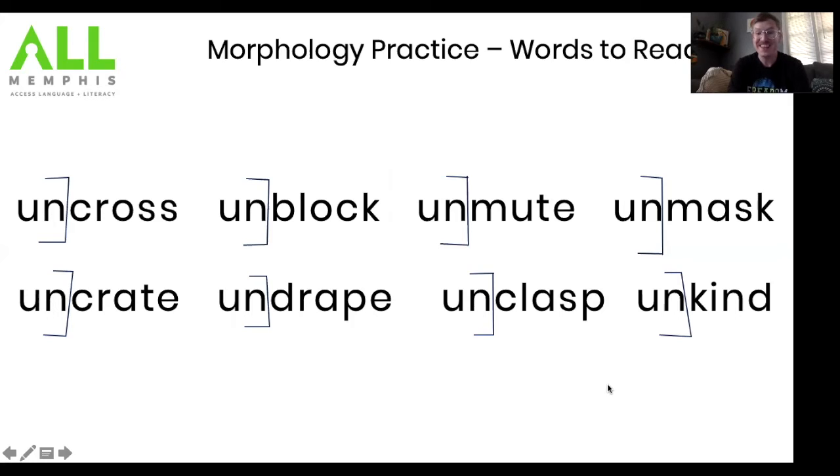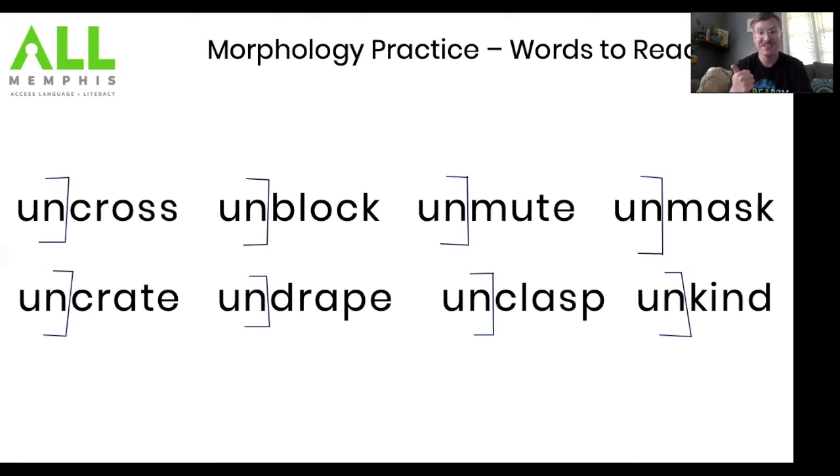Okay, great. The next thing I want you to do is read all of these words after the bracket. So only read the base word, don't read it with the prefix. Thumbs up if that makes sense. Great. Go ahead and read me the top row of words. Awesome. You should have read cross, block, mute, mask.